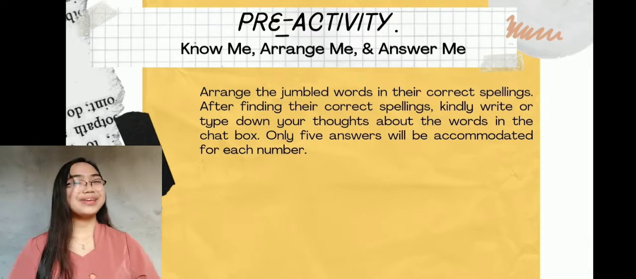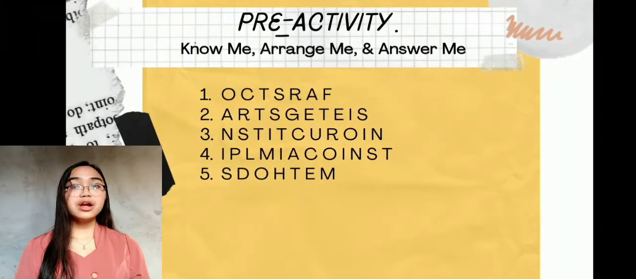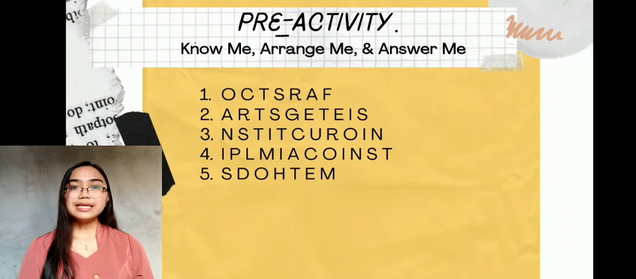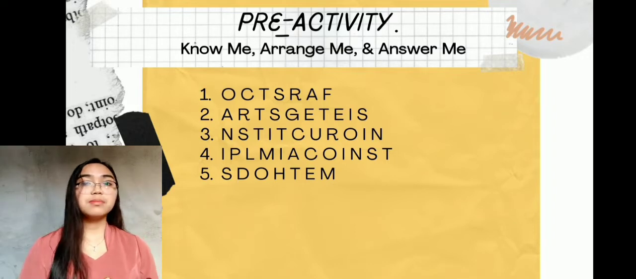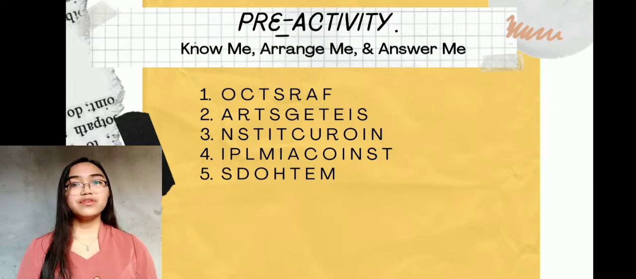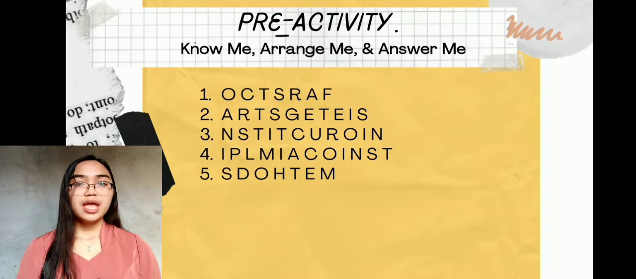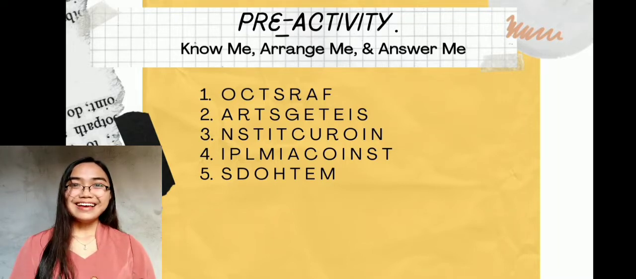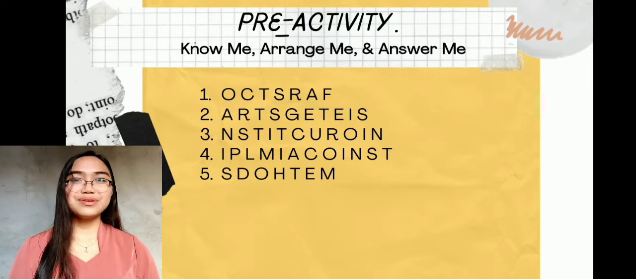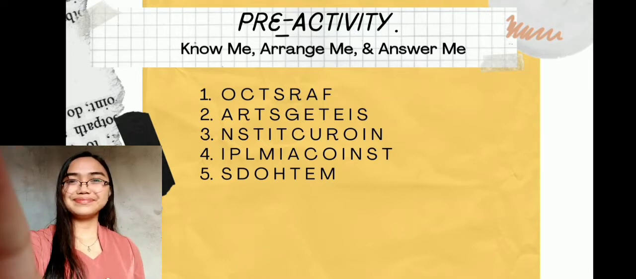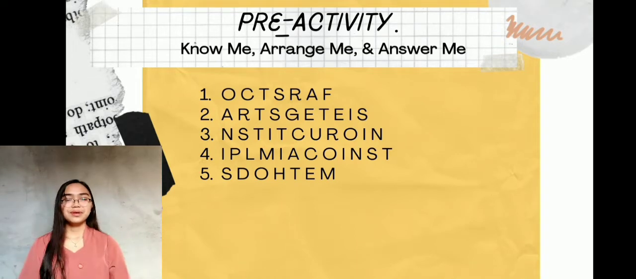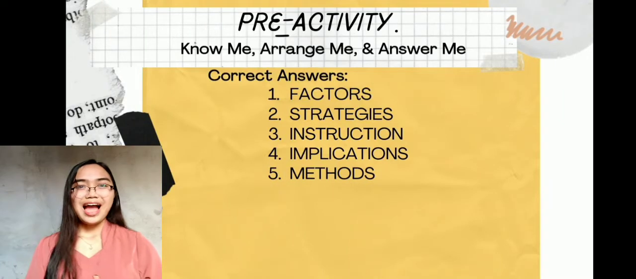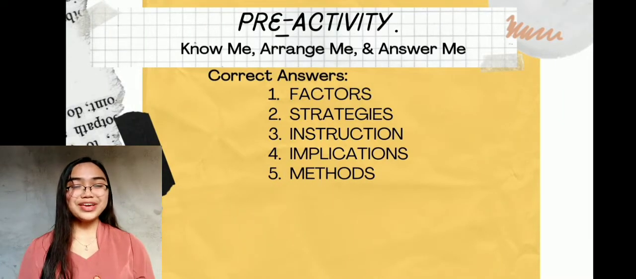Let's begin? Okay. Here are the words that are jumbled. Please type your answers in the chat box. I will be giving you 3 minutes for this activity, and after that, I will proceed to the proper discussion, okay? I'll give you some time to sort out your thoughts. Okay, time's up. I'm sure that you're done answering the pre-activity. I will be checking your answers later.